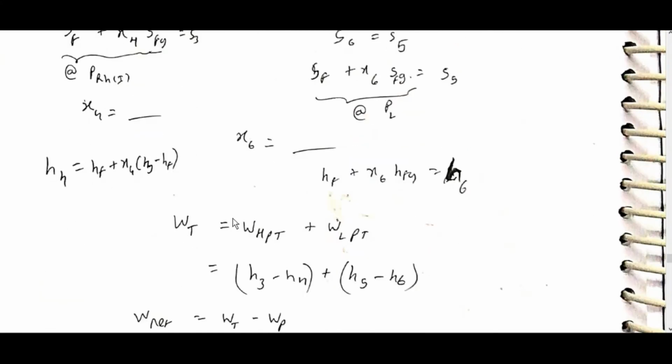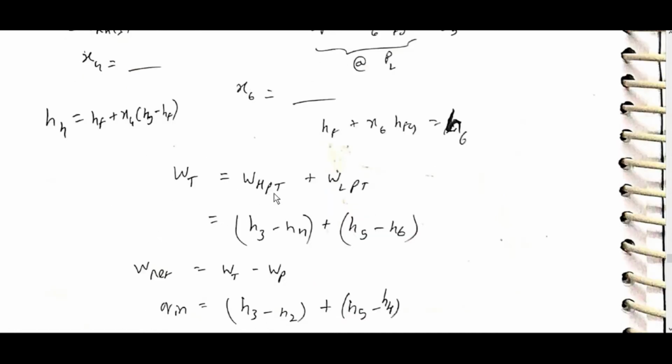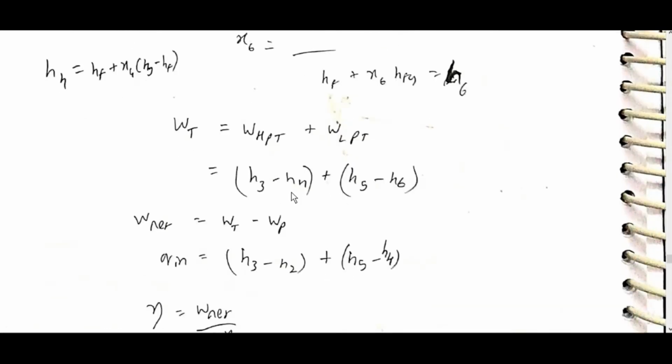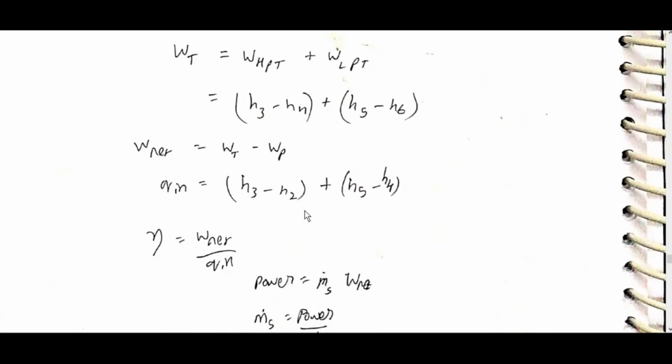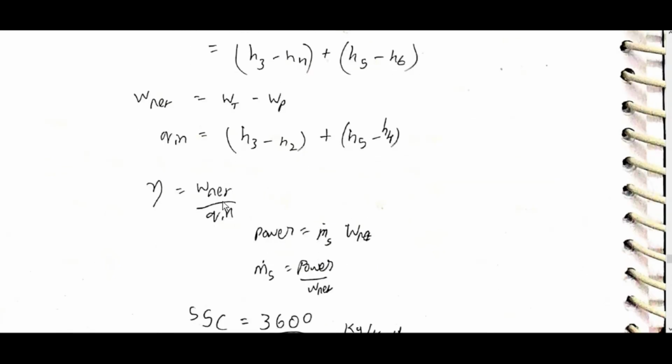Finally, W turbine. From that we can get X4, X6, and from that H4, H6. W turbine is equal to W high pressure turbine plus W low pressure turbine, which is H3 minus H4 plus H5 minus H6. W net is equal to W turbine minus W pump. Q in is equal to H3 minus H2 plus H5 minus H4. Efficiency is equal to W net by Q in.